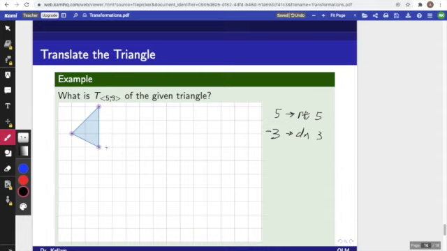Okay, so I go right 5, 1, 2, 3, 4, 5, down 3, 1, 2, 3. There's one of my points. 1, 2, 3, 4, 5 to the right, 1, 2, 3 down. And 1, 2, 3, 4, 5 to the right, 1, 2, 3 down. And we now have this shape. So our translations aren't that bad. We're just counting over and down, essentially.